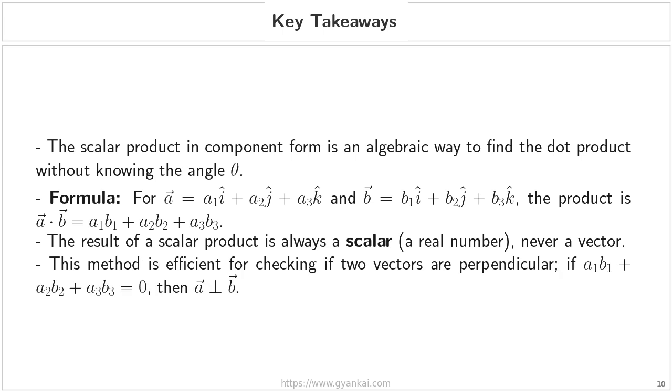Finally, I want to leave you with a very useful application of this formula. This method is incredibly efficient for checking if two vectors are perpendicular or orthogonal. If you perform the calculation and the sum of the products equals 0, then you can be certain that vector A is perpendicular to vector B.